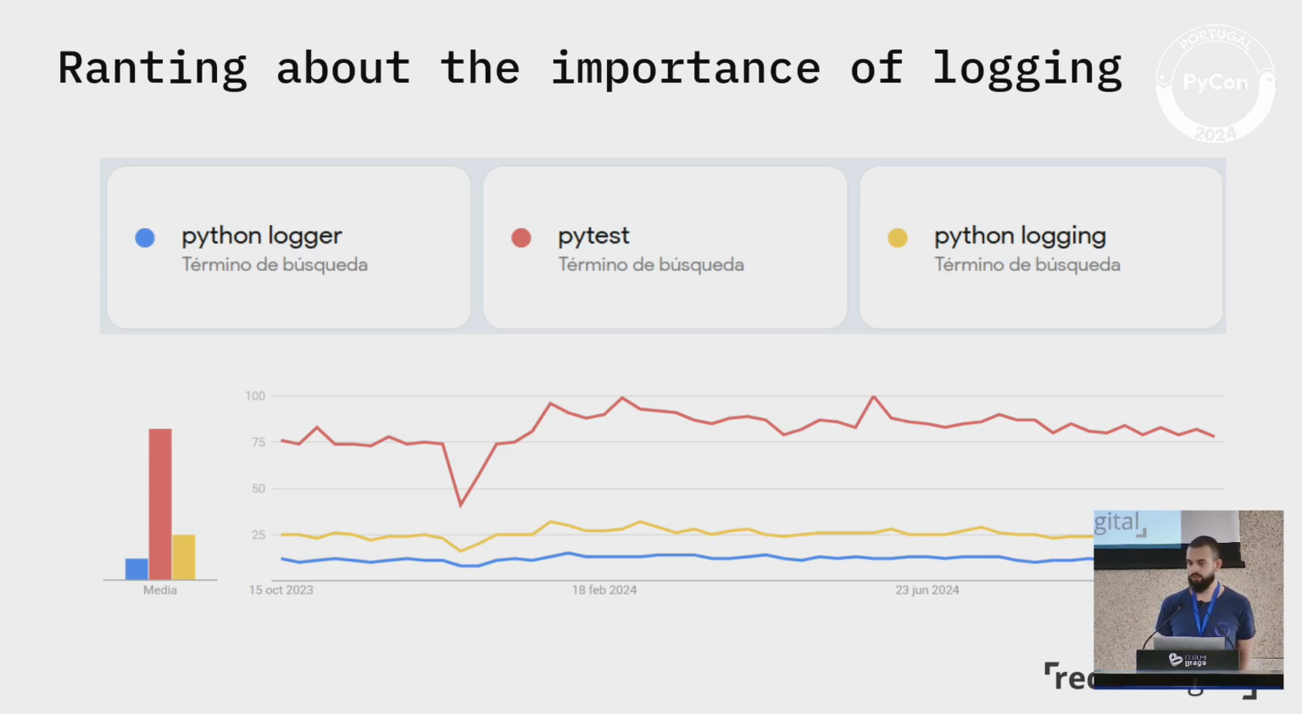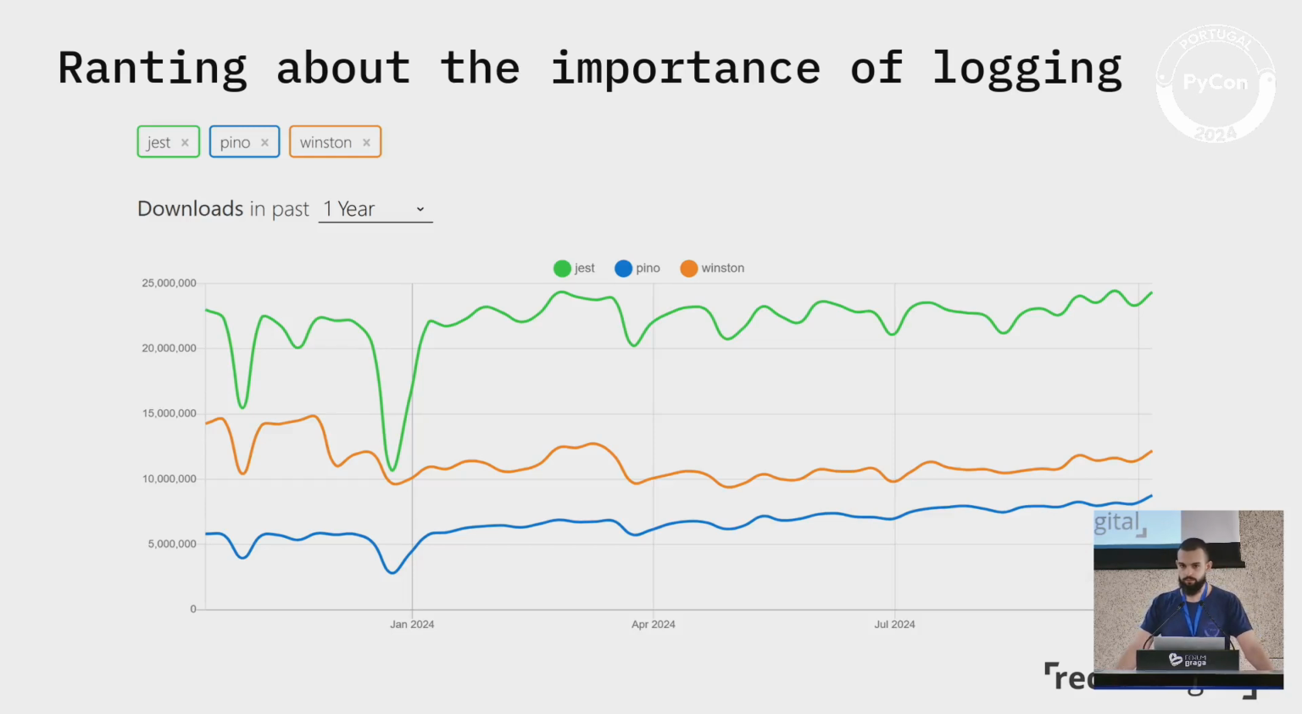This to me is slightly concerning, and I have more examples. I don't think this is only a Python problem, to be fair. What you see here is the NPM package download metrics. In case you are not aware, these are JavaScript libraries, and the most common logging libraries for JavaScript are Pino and Winston. And as you see, the same thing happens. Jest, the most popular testing framework for JavaScript, is exponentially more popular than both of those combined.